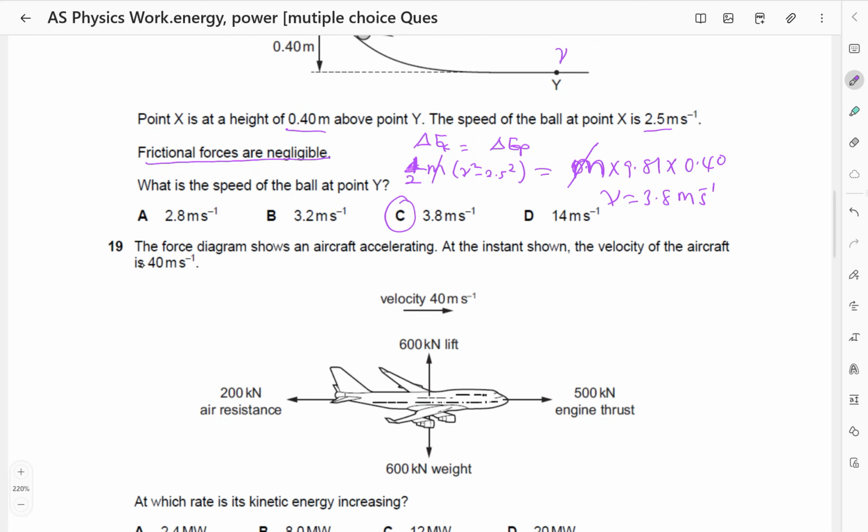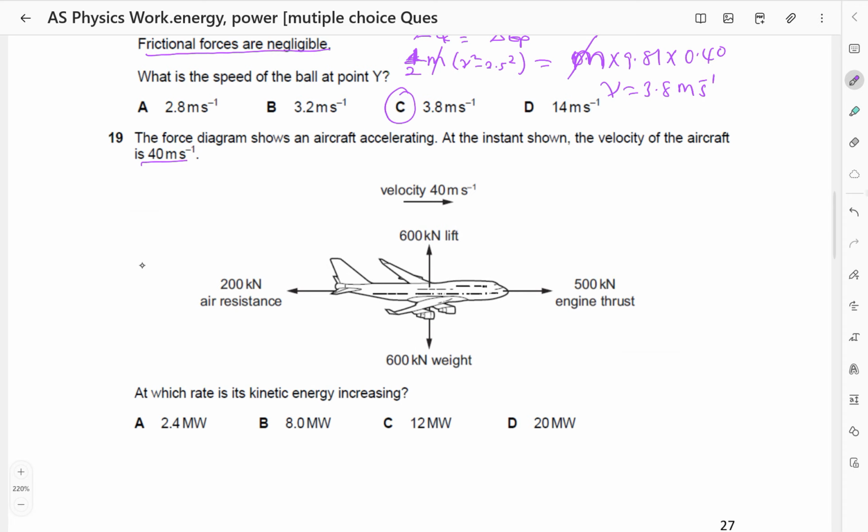The force diagram shows an aircraft accelerating at the instant shown. The velocity of the aircraft is 40 meters per second at the instant shown. At which rate is its kinetic energy increasing? That is power. So let's just find the force which causes a change in kinetic energy. Of course, the ones in the vertical do not have an effect. The force which causes a change in kinetic energy is going to be equal to 500 minus 200, which is 300 kilonewtons.